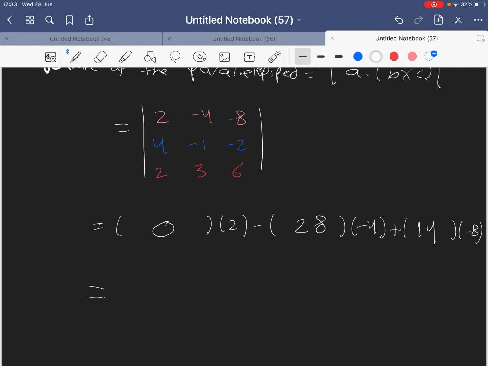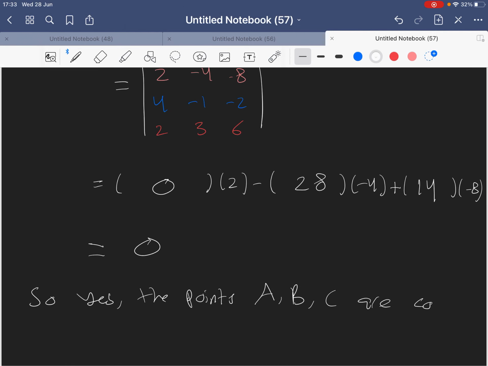If we put this all in the calculator, what we are going to get is the following. Zero. So, yes, the points A, B, C are coplanar, which means they lie on the same plane.